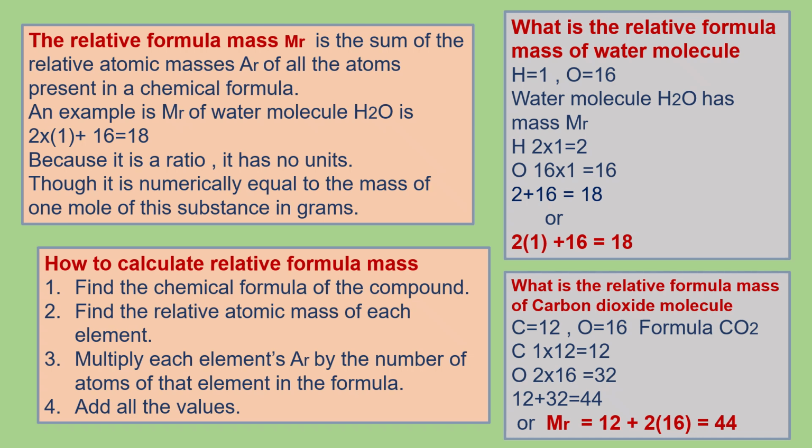Now, what are the rules for finding the relative formula mass? You find the chemical formula, CO2, H2O. Then you find the relative atomic masses of each element, C 12, O 16. Then you multiply each element's relative atomic mass by the number of atoms of that element in the formula. So you multiply here 12 times 1, 16 times 2, and then you add all the values together. And this is how you get the relative formula mass.